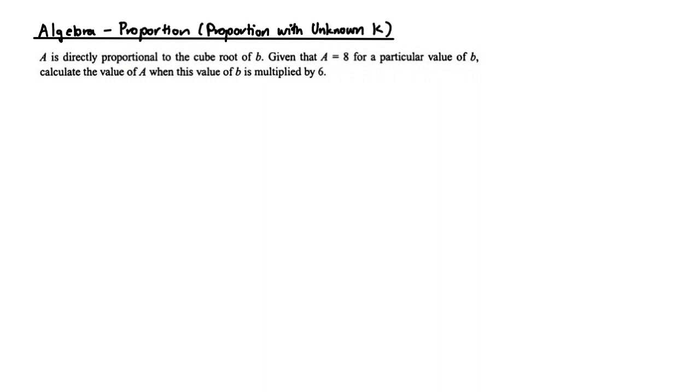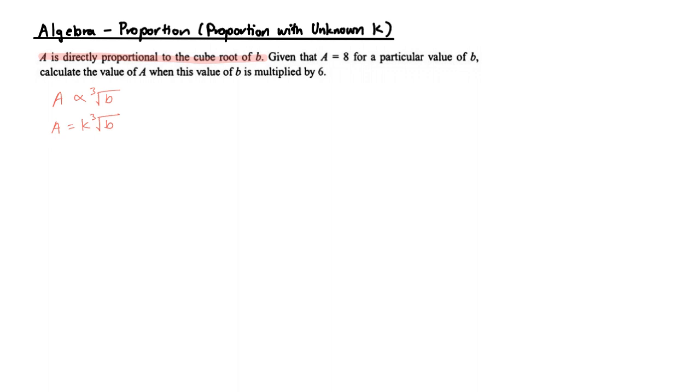Okay, so we have here A is directly proportional to the cube root of B. Again, form the relationship. A is directly proportional to the cube root of B. So A will be equals to K cube root of B. All right, then we read on.